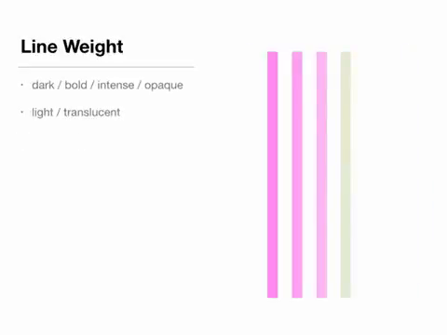Next, we have line weight, and this has to do with basically the pressure that you apply to your drawing material, whether you are pressing hard or pressing lightly. And are you creating bold, dark lines that are opaque and intense, or are you creating lighter lines that have a sense of translucency about them?